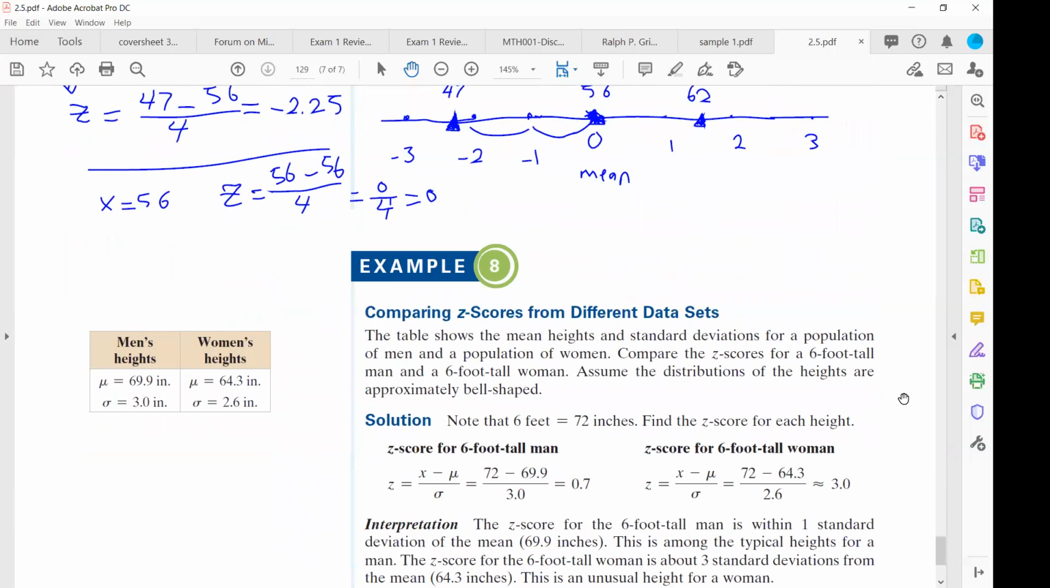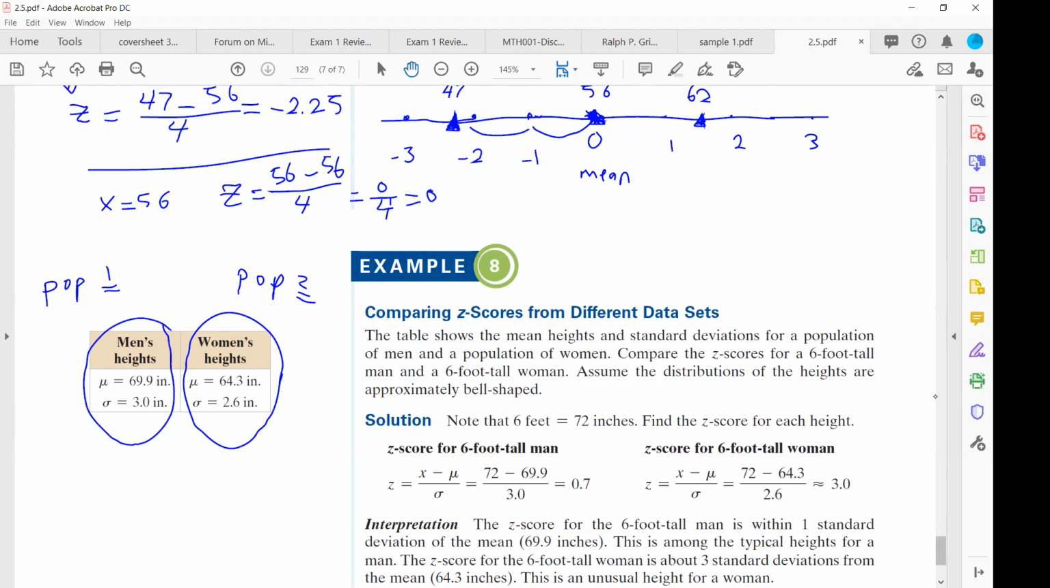Very well. Our last example. Here you have two populations. The first population is men's heights. The second population is women's heights. Of course, we have different means and different standard deviations for these populations. Okay, the question says, compare z-scores for a 6 foot tall man and a 6 foot tall woman.